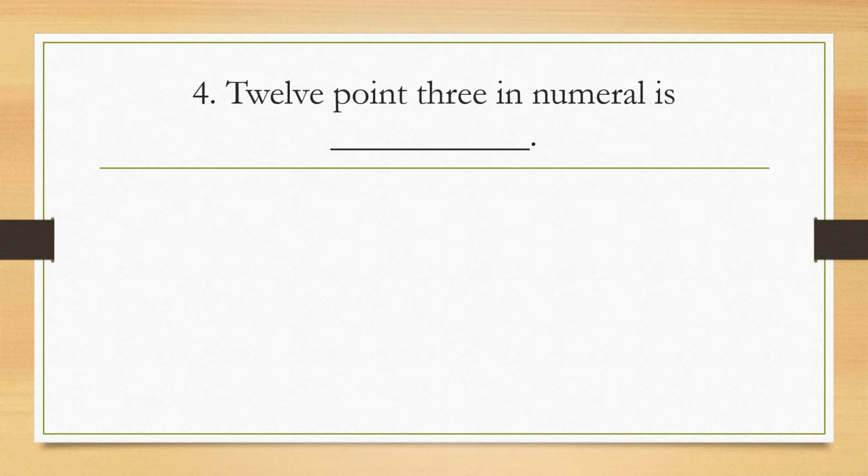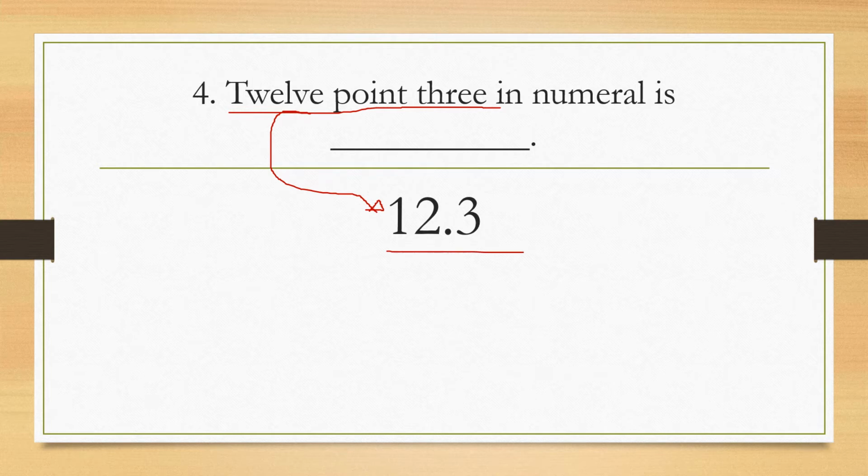12.3 in numeral is blank. Numeral meaning in numbers. So in words, 12.3 is being written like this, but in numerals or in numbers, it is being written like this. Okay, so I'm giving you examples, so during your examination, you know what to do. Understand? So these are just a review and examples in preparation for your midterm examination.